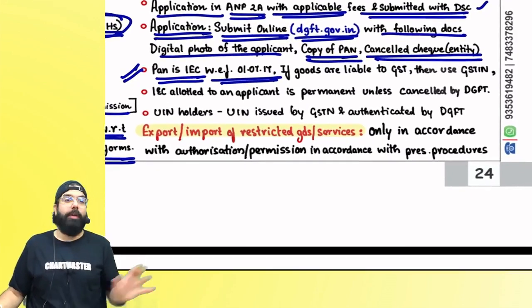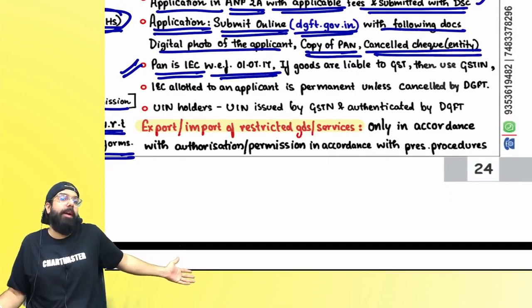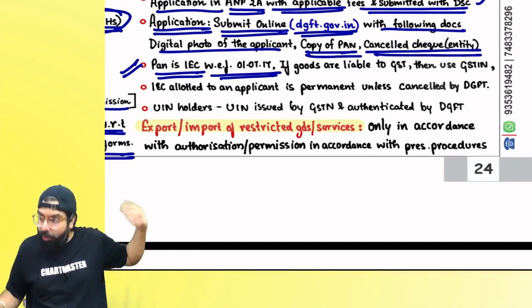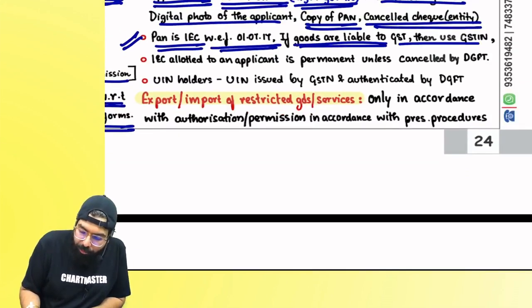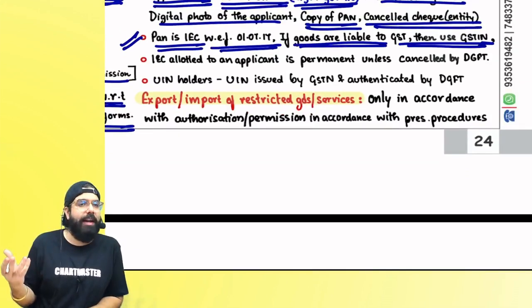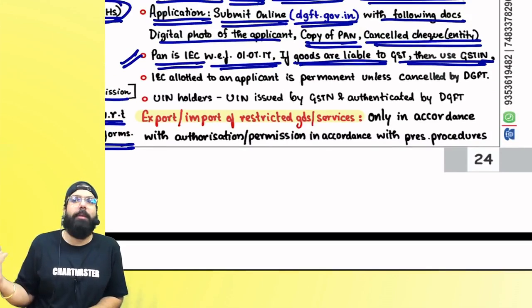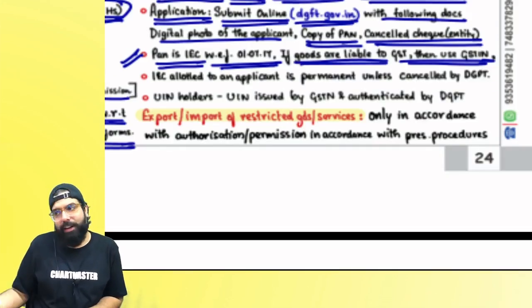Can I go ahead? No, sir. From today, I will also start importing, exporting. My PAN is my IEC. Baba, you have to take approval from them first. Then, if goods are liable for GST, when you are filing your bill of entry, you should also mention your GSTN number because you will get the credit.